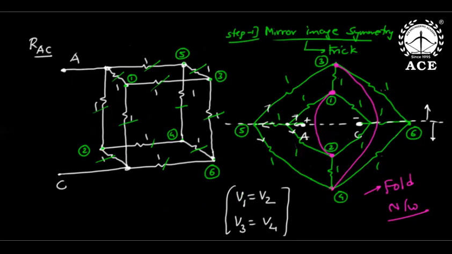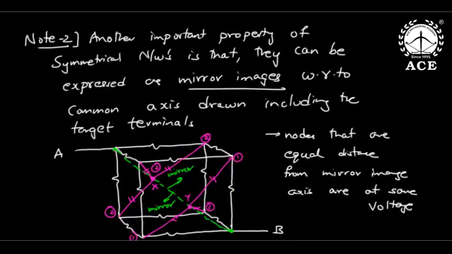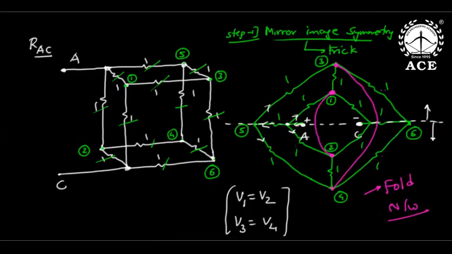So after getting the mirror image property, then yes, join step 2. This is step 2, where we join nodes which are at the same potential, which are at the same voltage. That is the shortcut. That is note 1, note 2 I used now, sir. See this trick and this trick I used, and I got these answers.